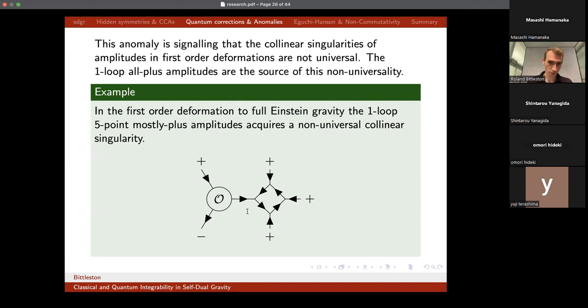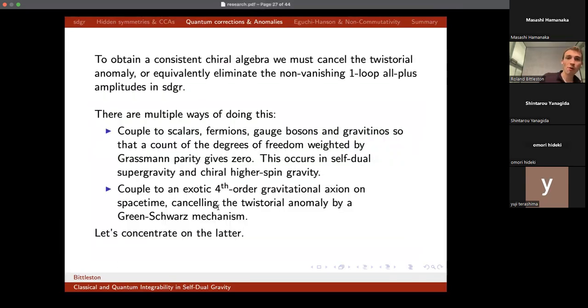gets a singularity when this propagator blows up, the one that connects between the operator and the box. And that singularity depends on the deformation that I've done. And so the collinear singularities are not universal. They depend on what deformation I do, and I don't get a consistent chiral algebra. Well, it's then clear how to fix the problem. We just need to cancel the one loop all plus amplitudes in self-dual gravity.